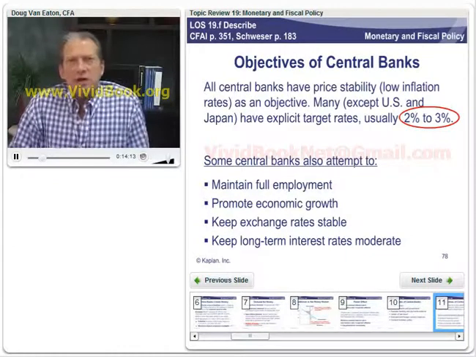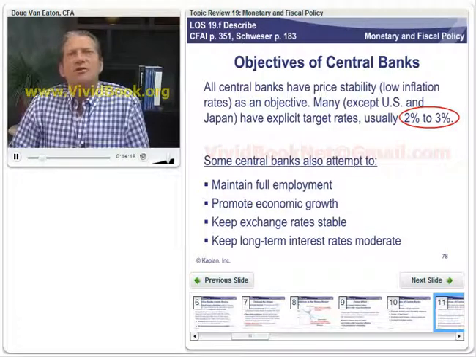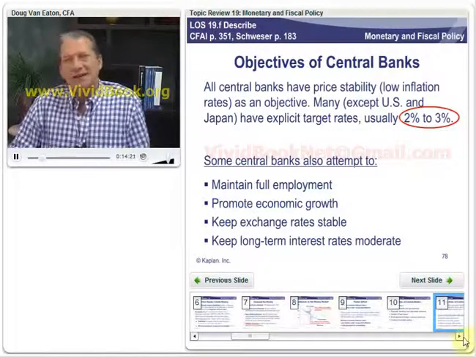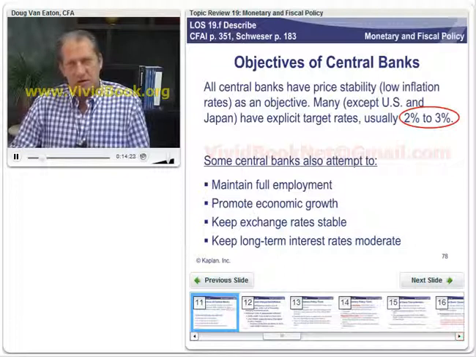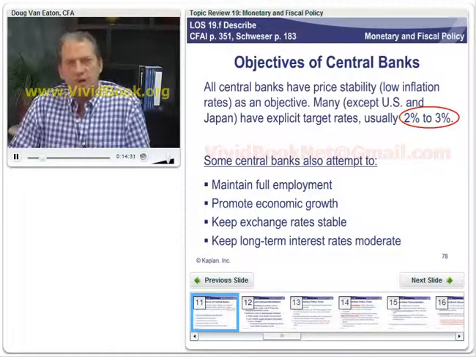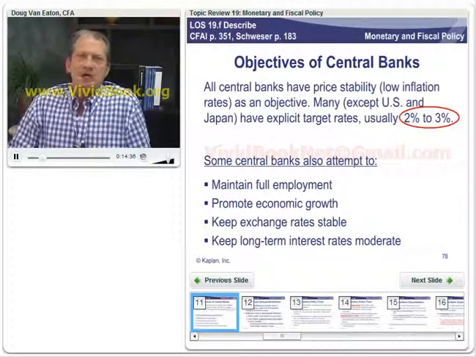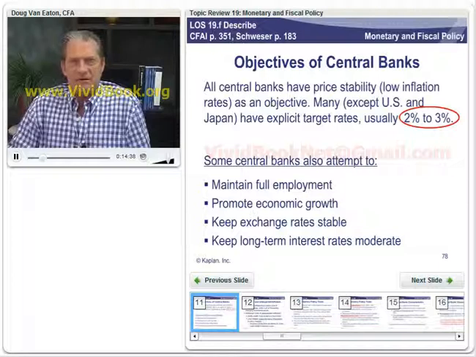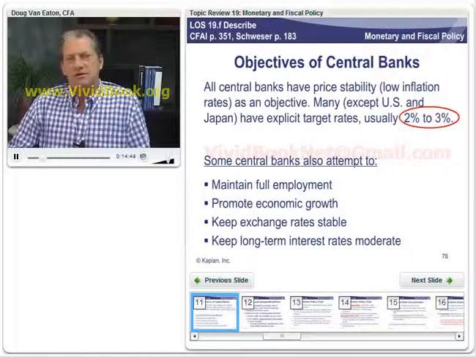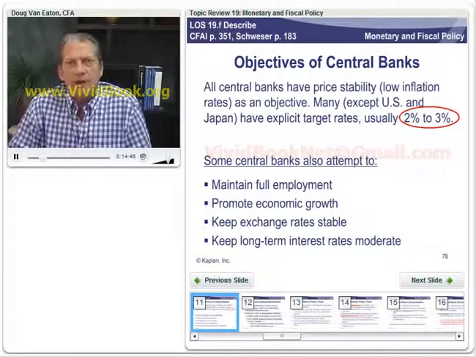So let's take a look here at the objectives of central banks. All central banks have some sort of price stability, right? We've got fiat currency. The central bank is in charge of the money supply, which means they can essentially print currency or reduce the currency in circulation. So all these central banks that have this power have a mandate of price stability. Don't print so much money that you get into high inflation and unacceptable levels of inflation.